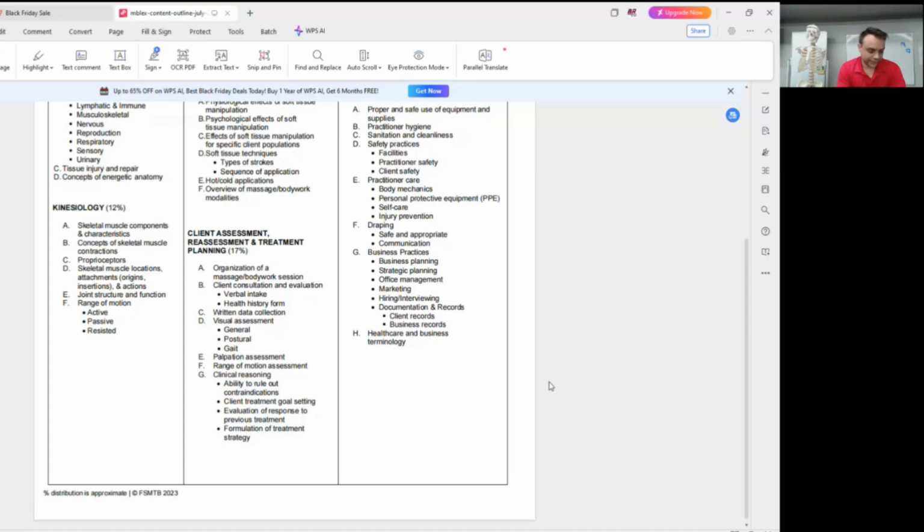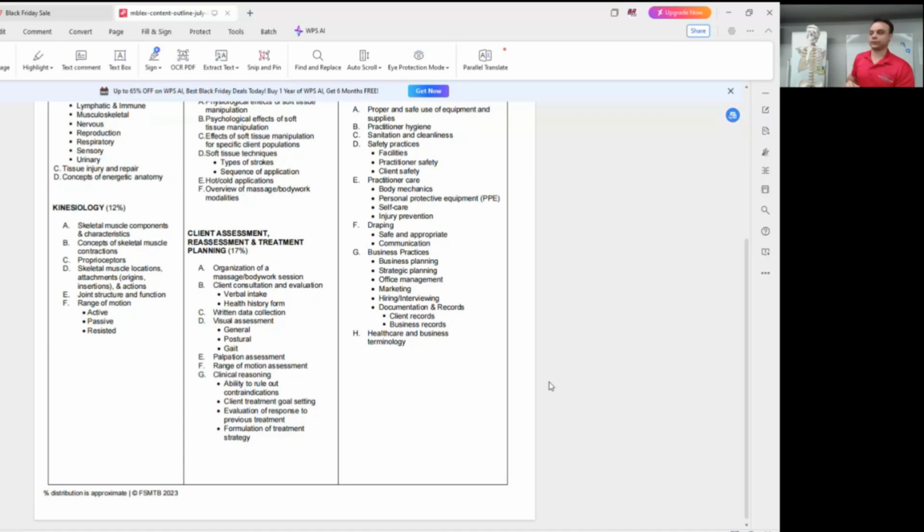Visual assessments. Now that's a pretty broad and big category. So there's lots of assessments we can do, such as range of motion assessments, right? Which kind of goes, I guess, back more into the kinesiology and stuff like that. But let's just go ahead and knock them out in order.